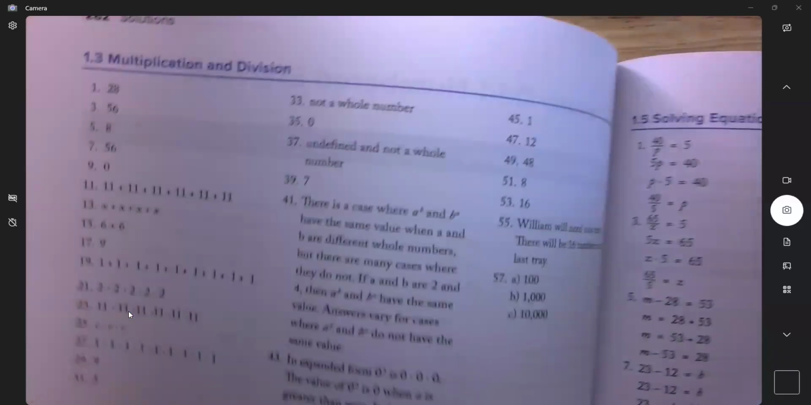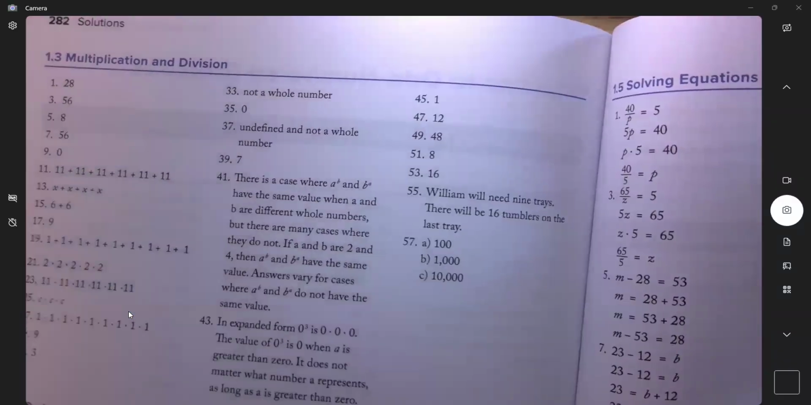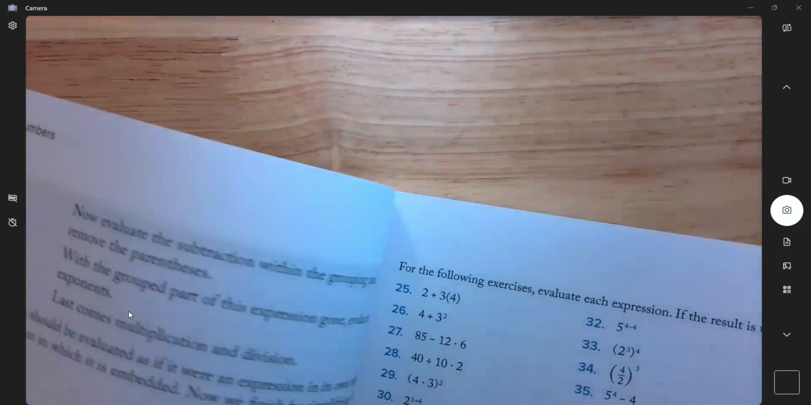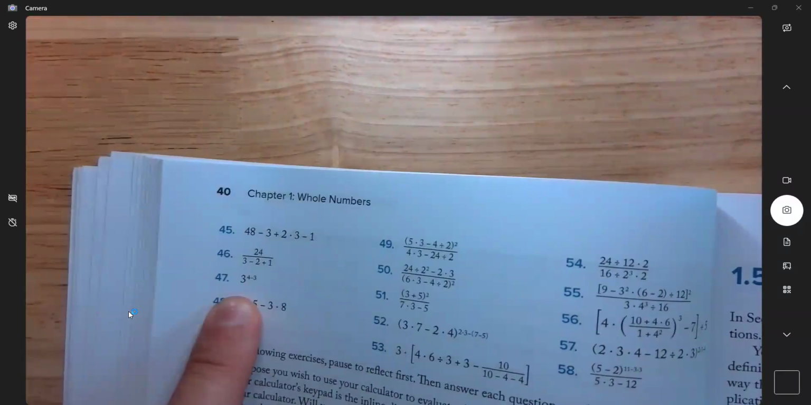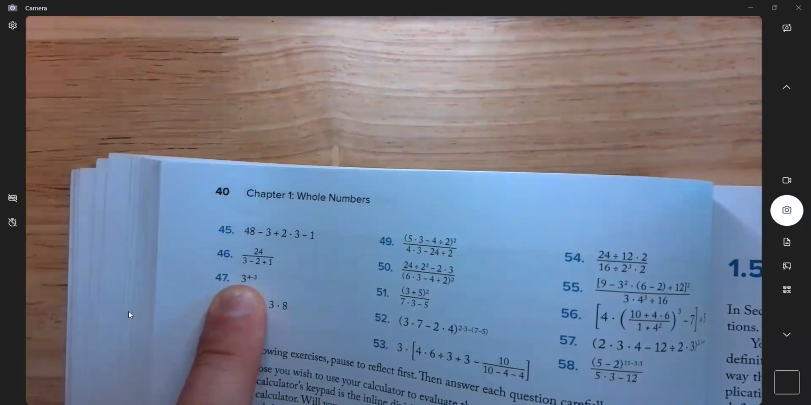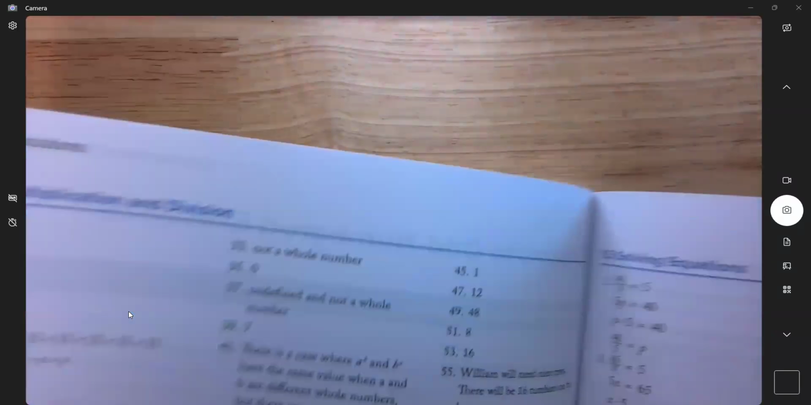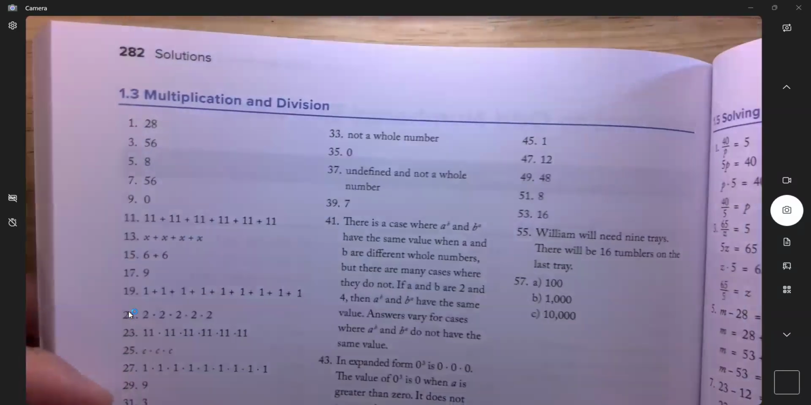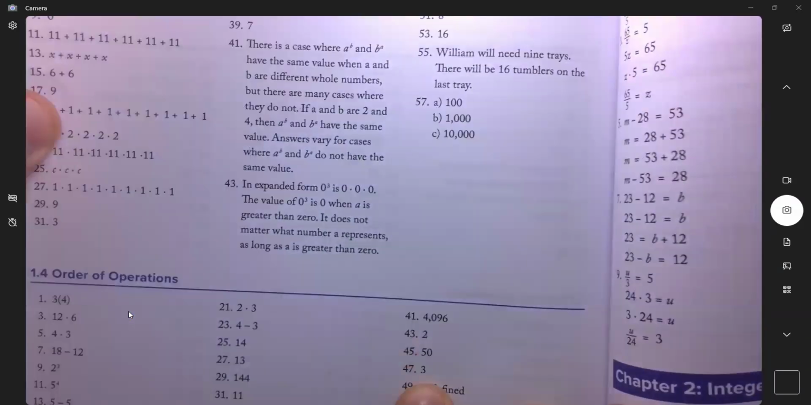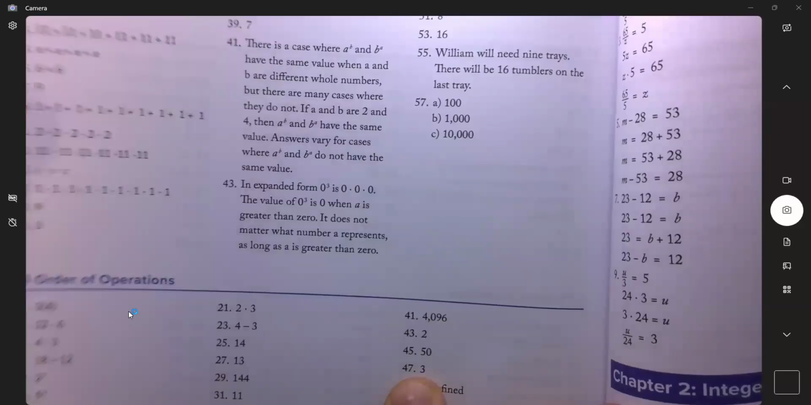So for example, section 1.4, question 49. I can go to section 1.4, question 49. That was not a good one, so I'm going to pick a different one. Let's do question 47. Section 1.4, question 47, 3 to the 4 minus 3. And the answer is 3 right there. So you can check your work.